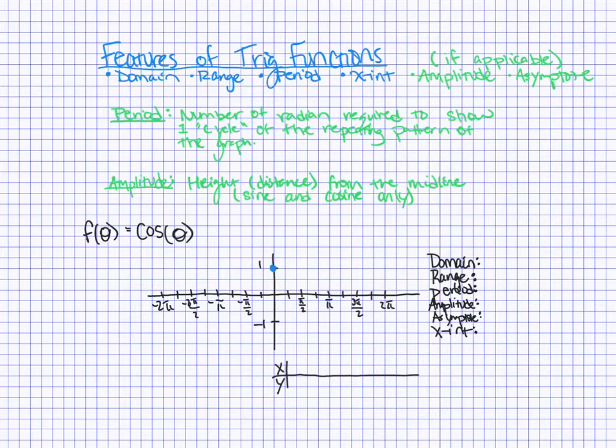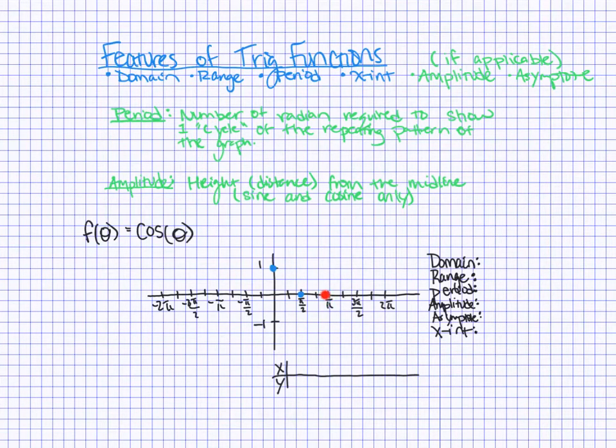So that'll be right there. How about at pi over 2? What's the x value, or cosine, at pi over 2? Well, that's going to be 0. How about at pi?